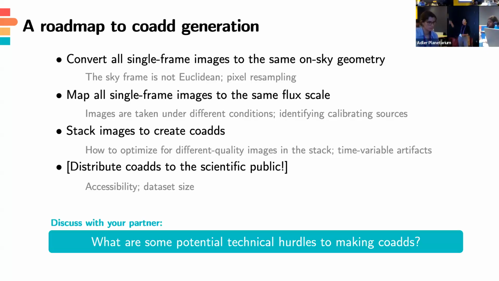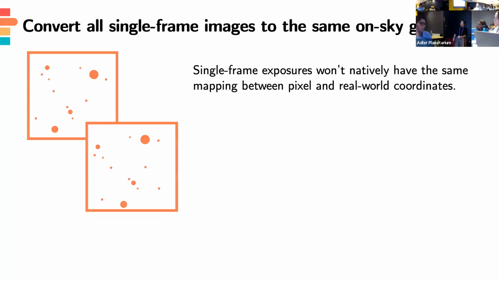So here's our roadmap. We talked a little bit about the roadblocks that you might have in making the COADs. So let's jump into the actual steps now. So first, we want to convert all of our single frame images to the same on-sky geometry. So single frame exposures don't natively have the same mapping between pixels and real world coordinates.